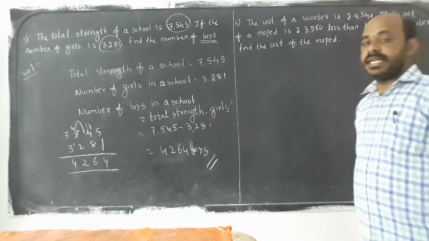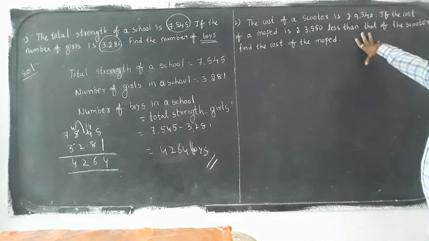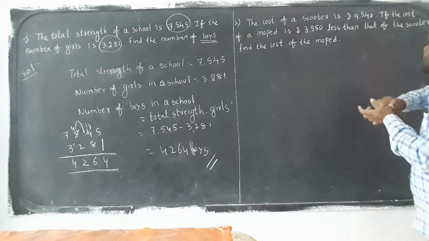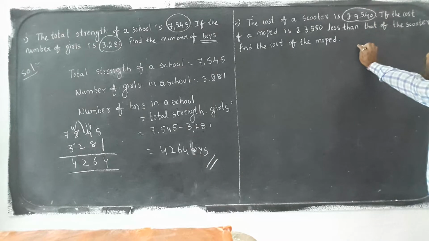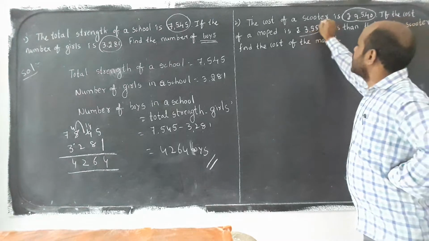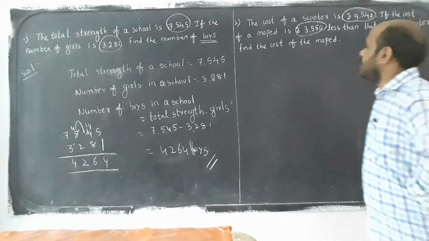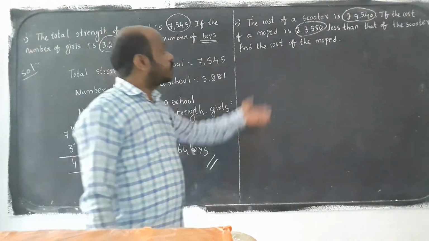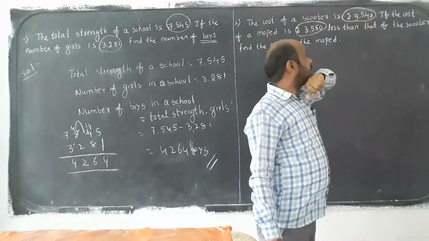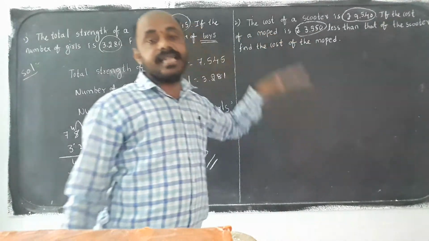Then again, the second story sum. I wrote the second word problem on the board. See this: the cost of a scooter is rupees 9,540. If the cost of a moped is rupees 3,550 less than the scooter, then you have to find the cost of the moped. See, the scooter cost is this much, 9,540. Now what is being asked? The moped cost is 3,550 less than the scooter.